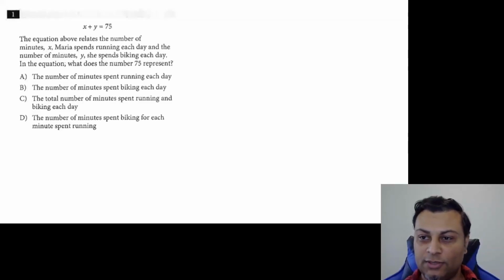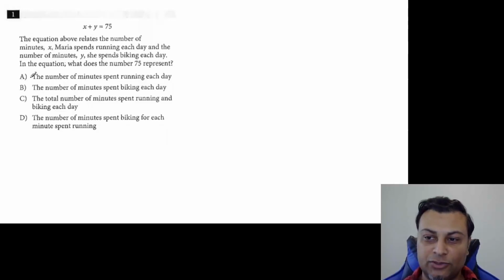Question 1. x plus y equals 75. The equation above relates the number of minutes x that Maria spends running each day and the number of minutes y that she spends biking each day. In the equation, what does the number 75 represent?